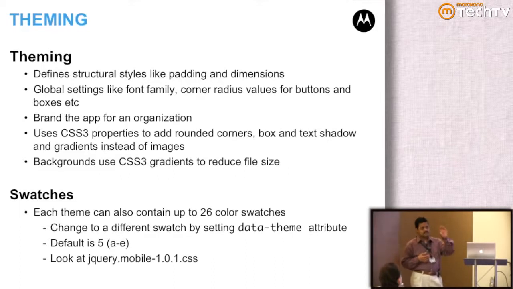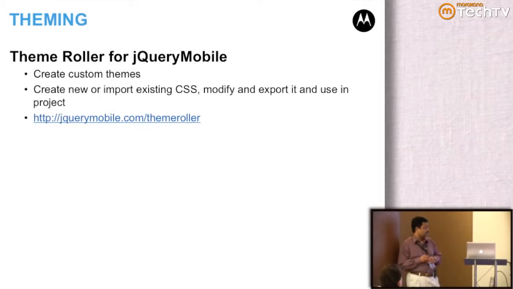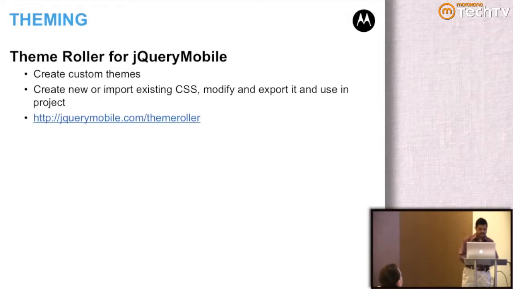So, you can say my primary color is blue because I am from Motorola, and my secondary color is black, and then my tertiary color is something else, and so on. So, you can name these swatches A through Z. There is a very nice website called ThemeRoller. So, instead of me talking about it, why do we not just look at it.